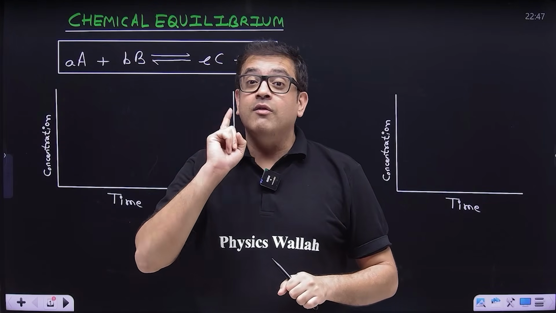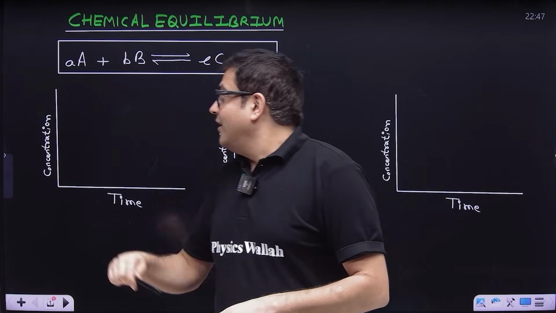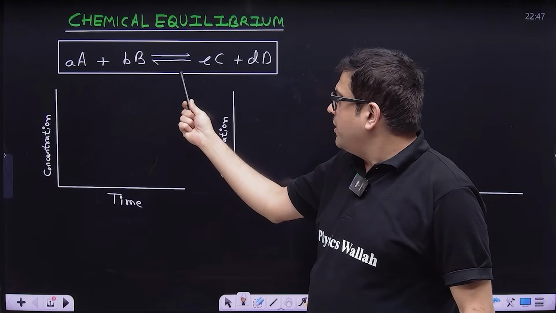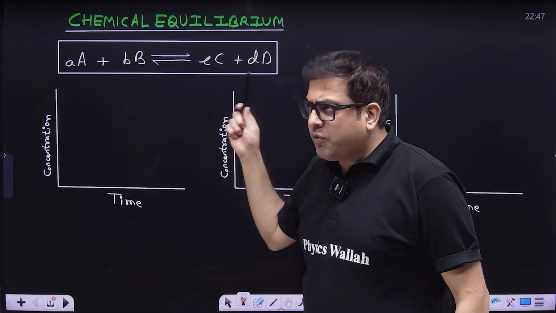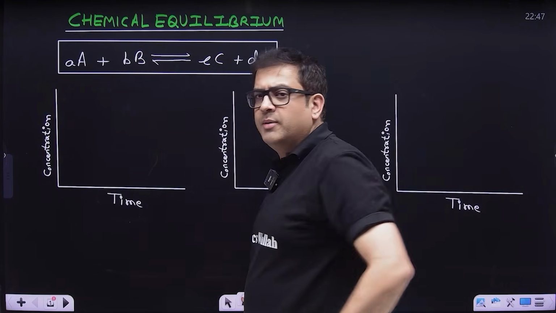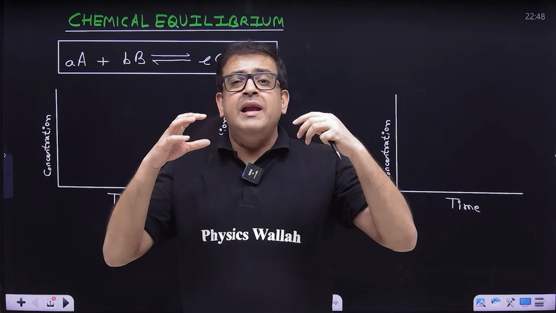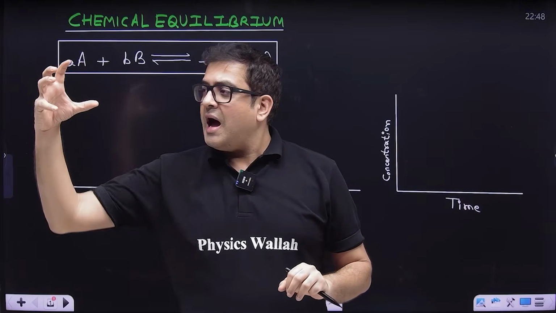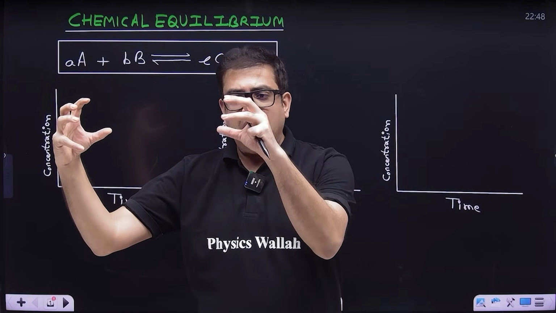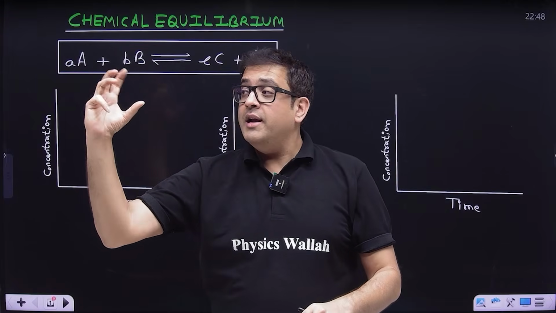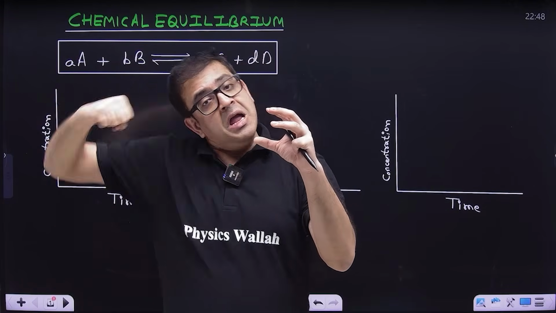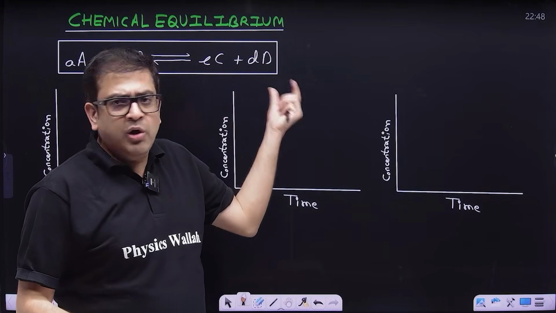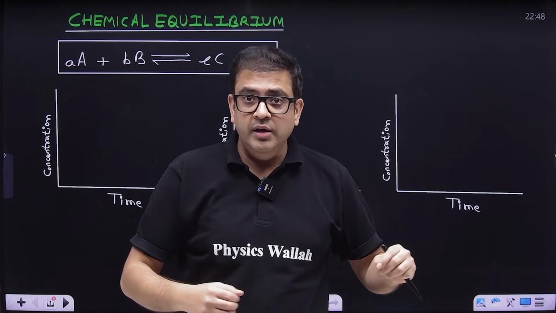Suppose A moles of A are reacting with B moles of B, forming C moles of C and D moles of D. Sir, why have you drawn these reversible arrows? Because let us understand the chemical reaction first. Suppose I have a molecule A, and let's say, remember stoichiometry, one molecule of A reacts with two molecules of B, and let's say it produces one molecule of C and three molecules of D.